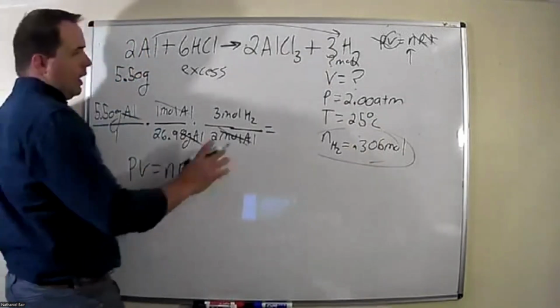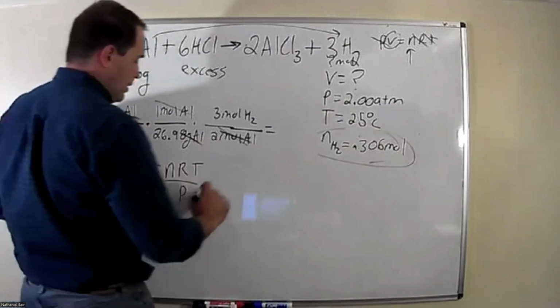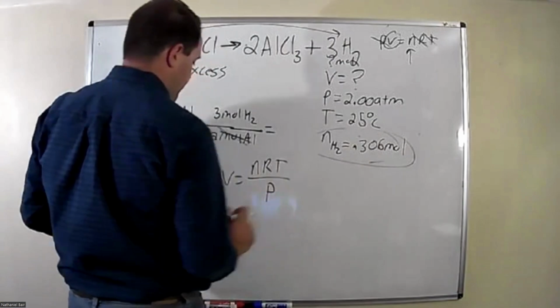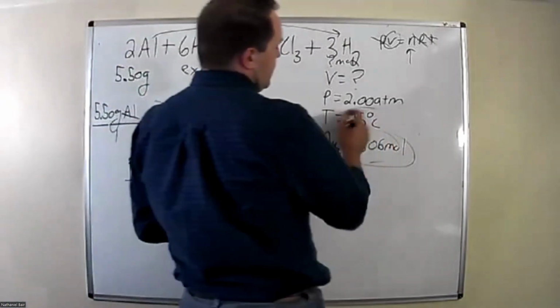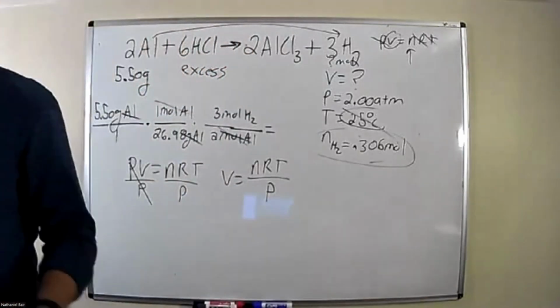Now that we have everything, again, what I like to do, because the ideal gas law is such a beautiful formula, I'm looking for volume, so I would divide both sides by the pressure. Volume is equal to nRT over P. And now plug it and chug it. Be careful, though. You need to convert that temperature before you plug it in there. Go ahead, I'll give you a minute.